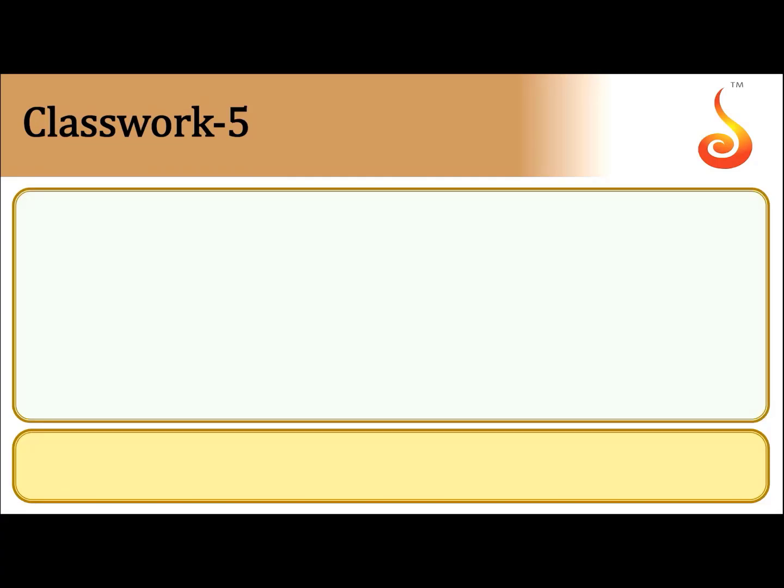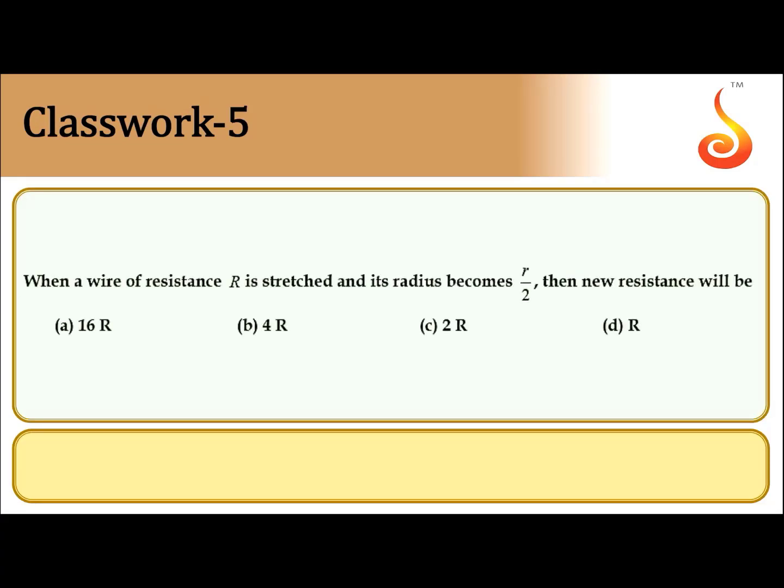Next one. When a wire of resistance R is stretched and its radius becomes R by 2, the new resistance will be. Initial resistance R1 is equal to R, and that is given by rho L divided by A, that is pi into R whole square. And the final resistance is R dash, rho into. You notice that the length becomes L dash and the radius becomes R dash.